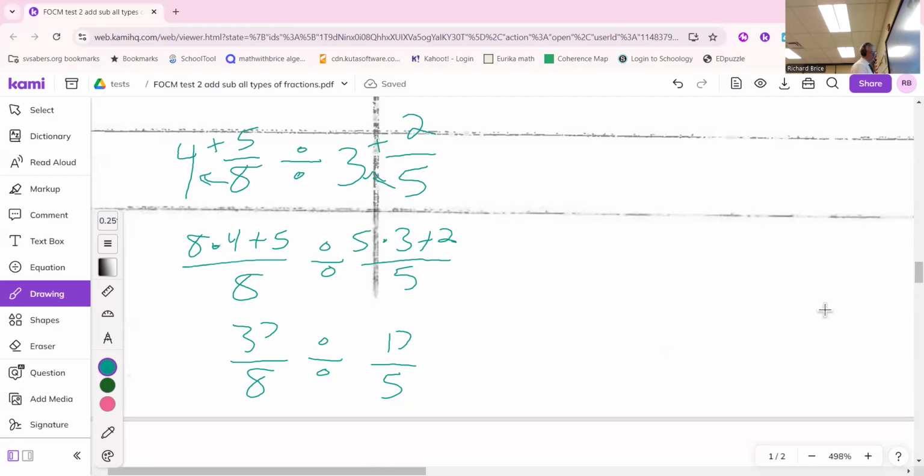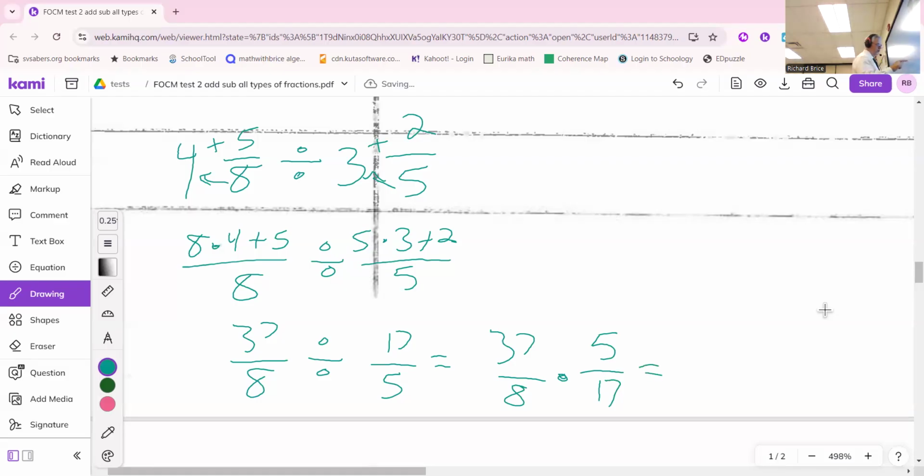Now, not going to go into the whole explanation. We went into the explanation in class. This is just reviewing for the practice test or for the test. The first one stays the same, 37 over 8. We change it to multiplication, and then we reciprocate. We flip the second fraction. We just did multiplication.